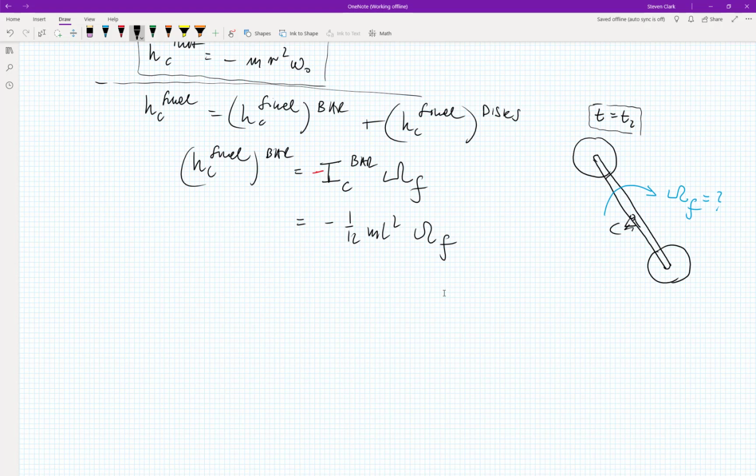Okay, now let's focus on the disks. HC final of the disks, and the story is the same. I will just focus on this one at A, and in the end I will just multiply the answer by 2, to find the momentum of 2 disks. Here I would like to show you how to find that angular momentum using 2 definitions. If you don't mind, I will just switch the board for a second.